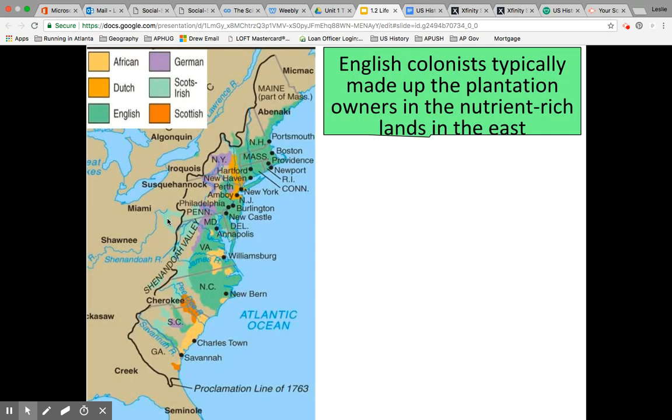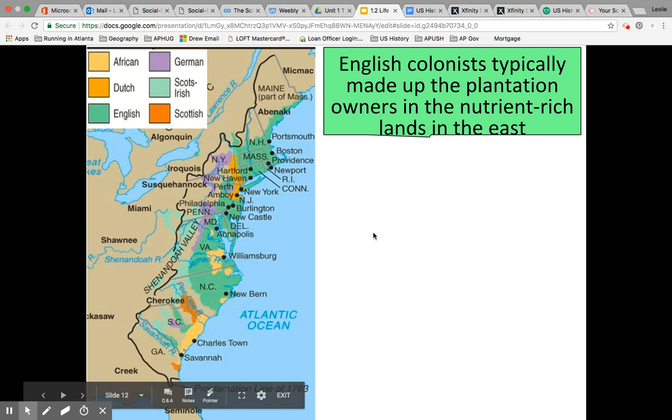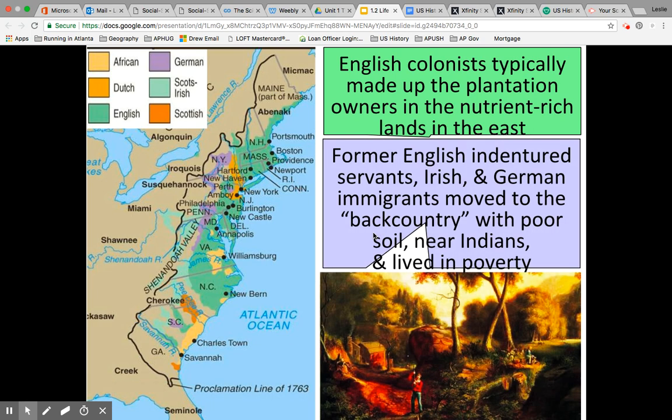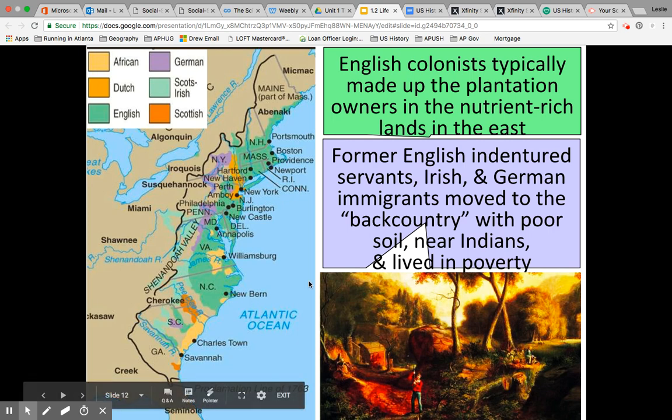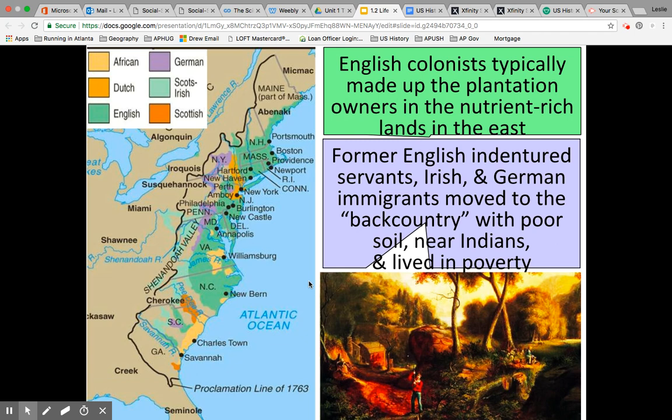English colonists typically made up the plantation owners in the nutrient-rich lands in the east. You're going to see more German and Scotch-Irish leading up to this boundary here where the Appalachian Mountains typically run. And then the former English indentured servants, Irish and German, again moved to the backcountry, which is here, which was characterized typically by less valuable soil near Native Americans, and the people who lived out in the backcountry typically lived in fairly abject poverty.